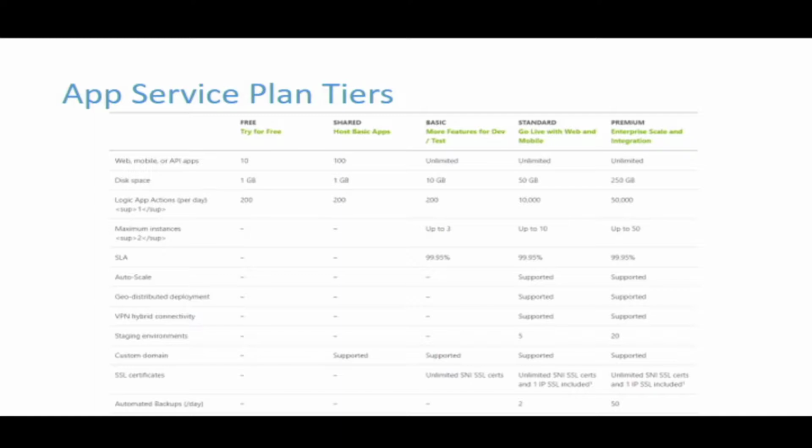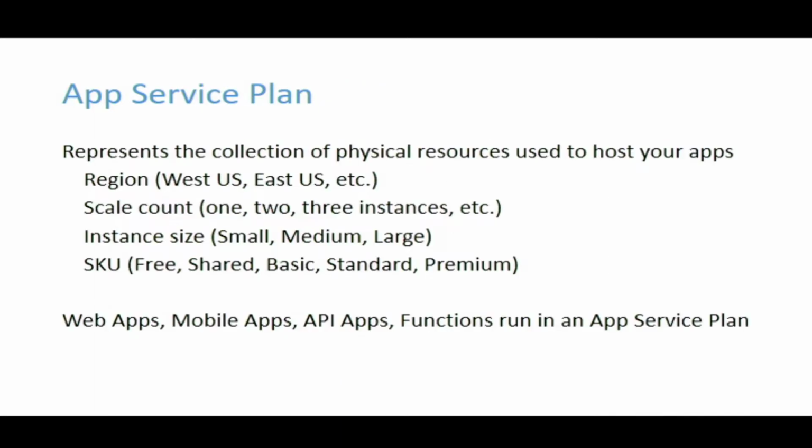The free and the shared, you won't need to pay so much attention to, but you'll need to know why you would use a basic versus a standard, and why you would use premium versus a standard and a basic. Those are the things that you'll really want to know from that chart. And what are the deciding factors? Like for a standard, you can have up to 10 instances, but if you need 12 instances, well, that means you're going to need to go to a premium. So that's the sort of things on that table you want to check out.